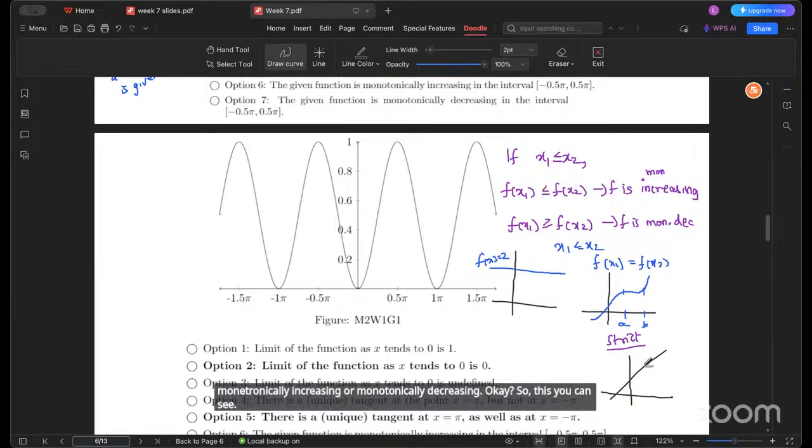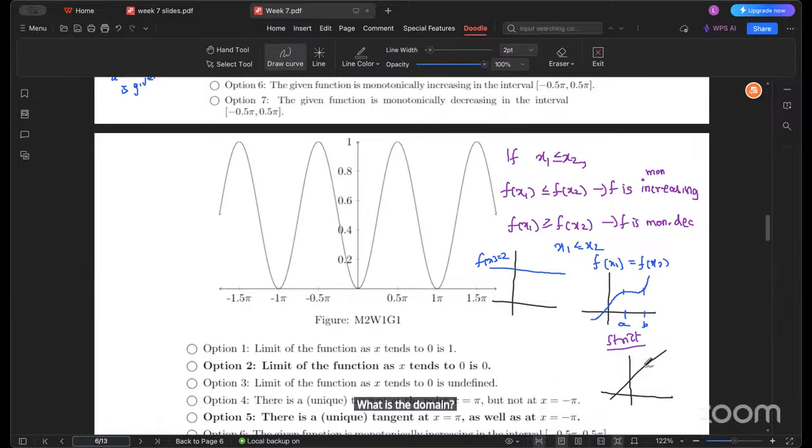Now, what about root x? First of all, where is root x defined? What is the domain? 0 to infinity. In its domain, what do you think? Is it increasing or decreasing? Increasing, but is it monotonously increasing or strictly increasing? So you can say, in fact, it is strictly increasing.